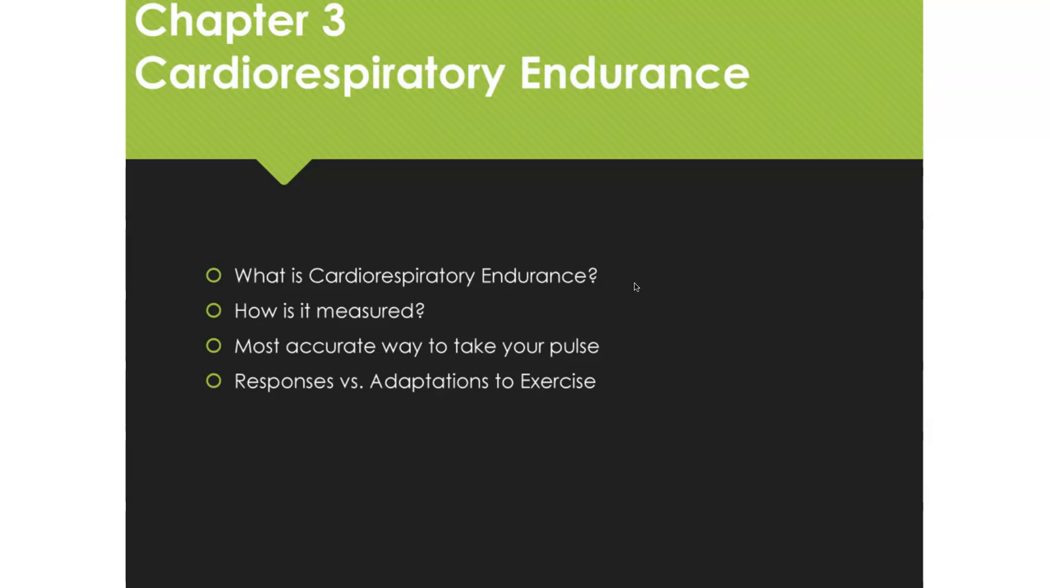Adaptations to exercise are going to occur over lengths of continuous exercise, such as resting heart rate decreases, VO2 max increases, respiratory muscle endurance improves. Remember, if you do not maintain these adaptations, they will be lost. And also remember that cardiorespiratory endurance is lost quicker than muscular endurance.